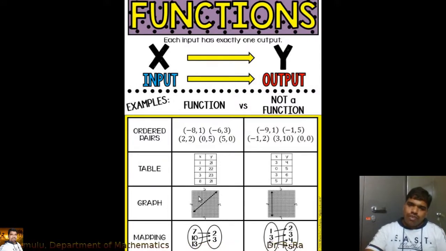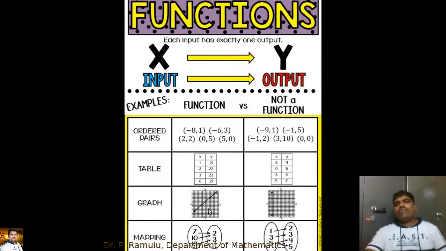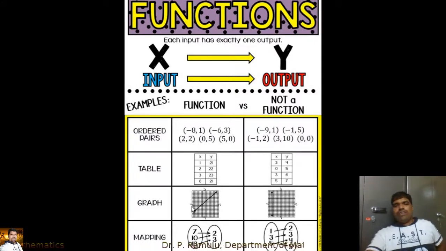See, this graph cuts only the y-axis. Any line parallel to the y-axis cuts only once. So therefore, it is a function. Whereas here, in this graph, look at this point: infinite values are being taken. That's why it is not a function.